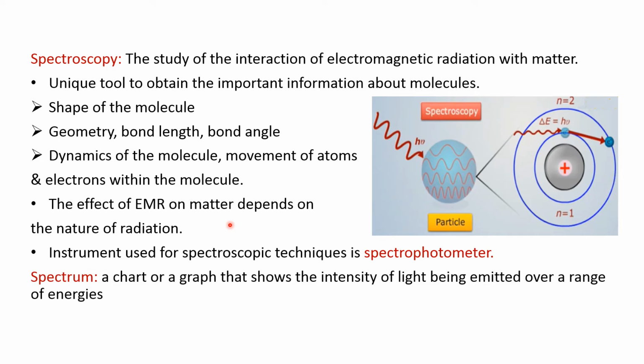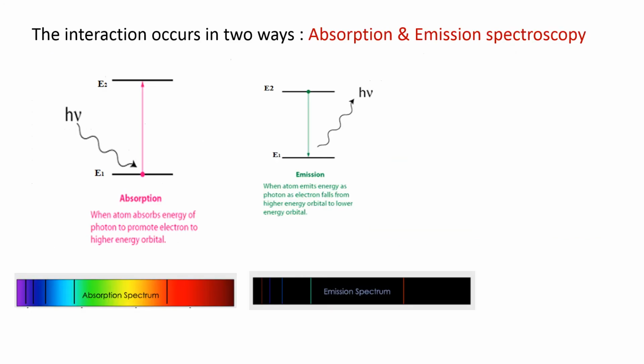And when this interaction occurs, these changes that are happening in the molecule or in between the energy levels or in the matter can be collected and charted out in the form of a graph which shows the intensity of light being emitted over a range of energies. And the graph we are obtaining is nothing but a spectrum. So this is just an introduction. This interaction with matter occurs in two ways. It may be absorption or emission.